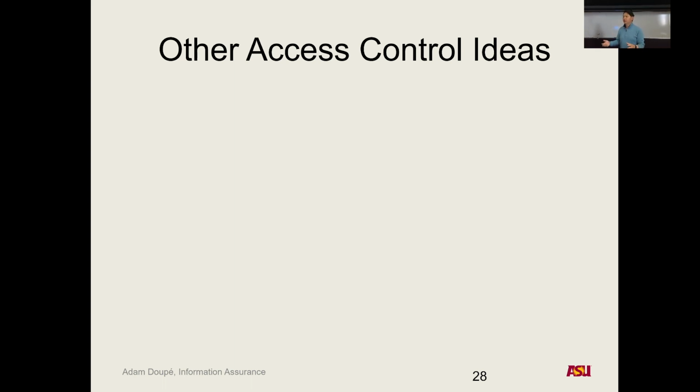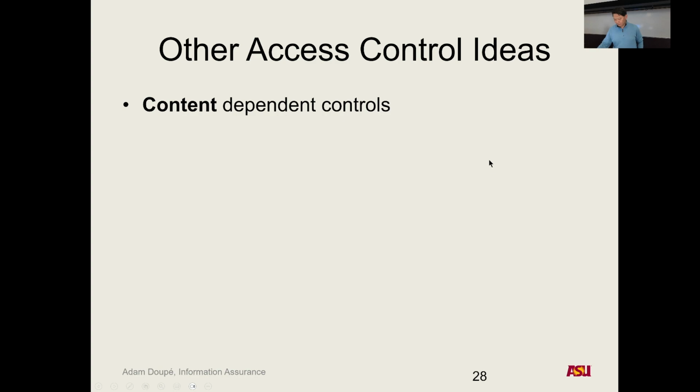So who controls or controls what? Based on that, we can model and also implement based on the features to enforce that mechanism. In the last class, we covered ACL-based access control and capability-based access control. So what other ideas are there for access control?